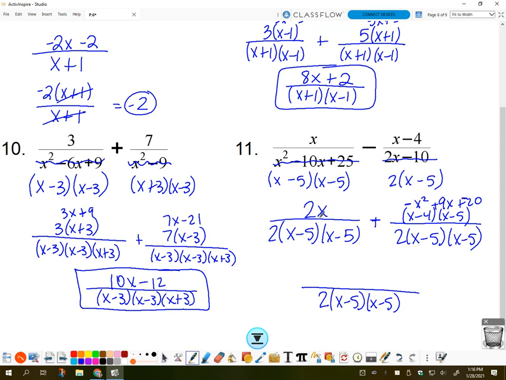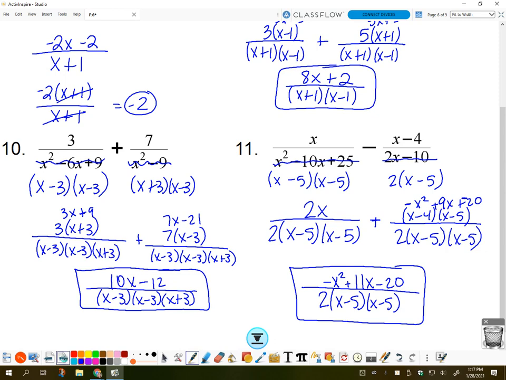And now just combine your terms. So 2x and 9x can go together and make 11x. This negative x squared and negative 20 just need to come down there with it. All right. I don't think this factors at all. So we are done. All right, so that's adding and subtracting. Factor your denominators, find a common denominator, adjust the numerators as needed, and then combine them.